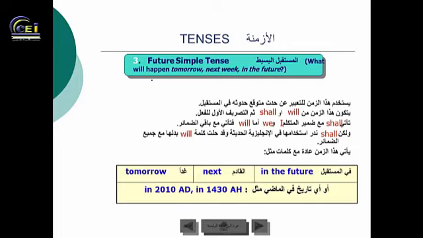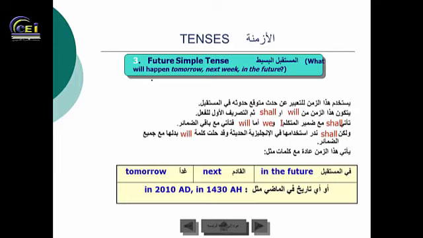Future simple tense. The third tense, future simple tense, is for what will happen tomorrow, next week, in the future. Tomorrow, next, in the future are the key words in the future, or in 2010, or 2020. All are key words in the future.